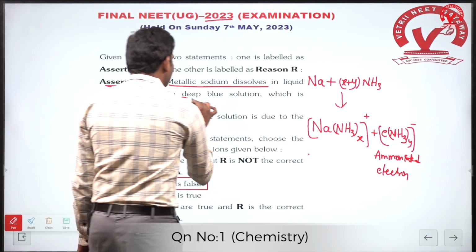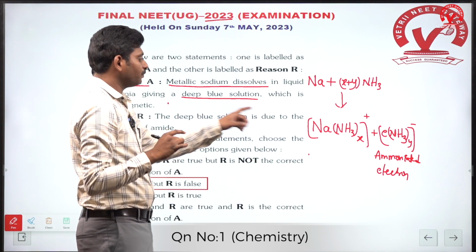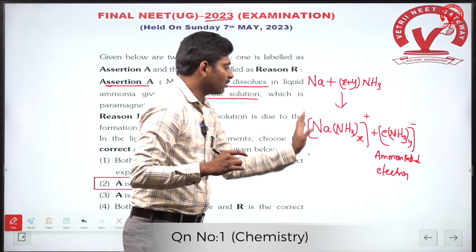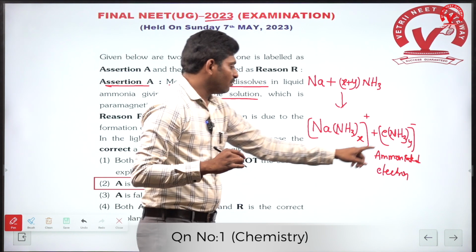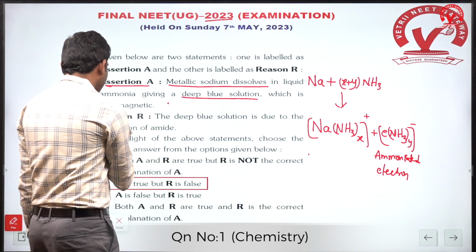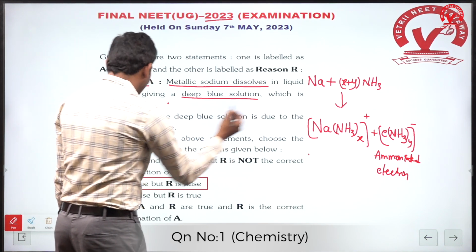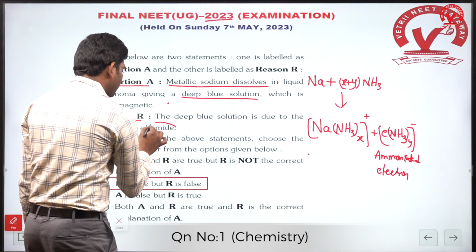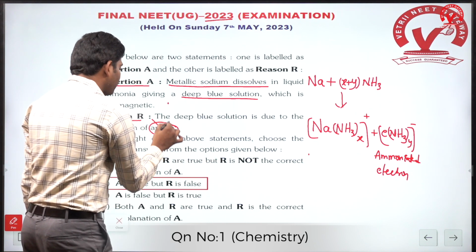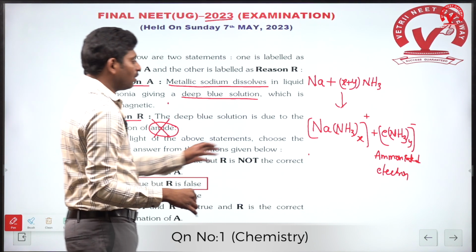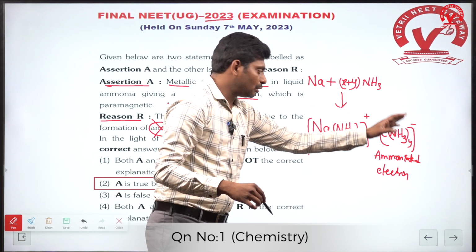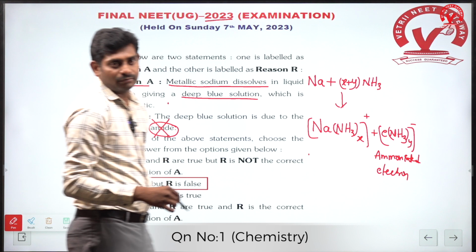So this deep blue color solution is because these alkali metals will donate one electron, will release one electron to the solution. So it will form the ammoniated electron, and it will give the color. So the reason, you can check it. The reason says the deep blue color solution is due to formation of amide. So here amide formation is not there. Because of amide it won't form. Because the alkali metals release the electron to the solution, then color will form.